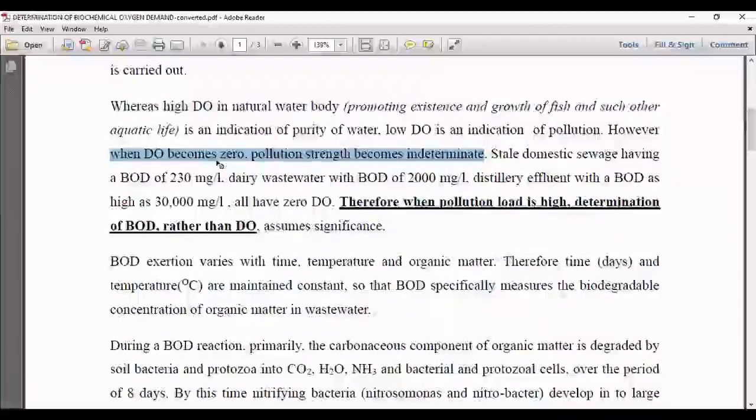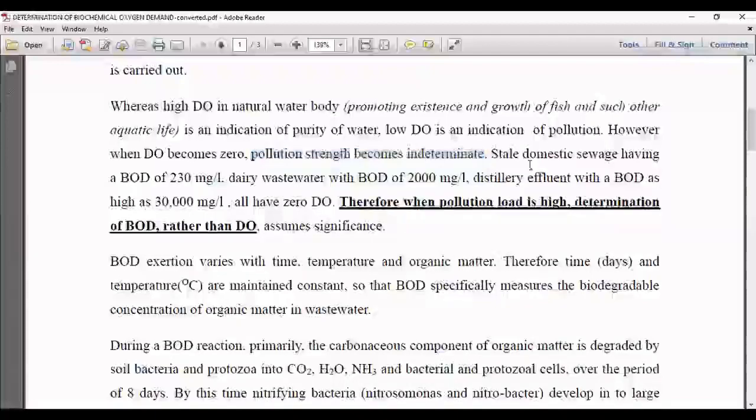So when I say that if I have two samples which come from very polluted water bodies, and the DO of both of these samples will come zero, right? Now we can only comment that both of these water bodies are polluted. But what about the pollution strength, right? So pollution strength becomes indeterminate. I can't say which of the water bodies is more polluted than the other, right? So to get an idea, this BOD value is going to help us.